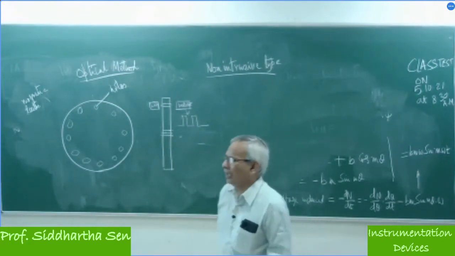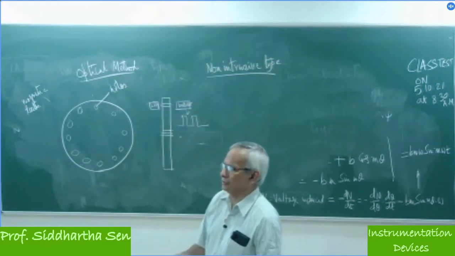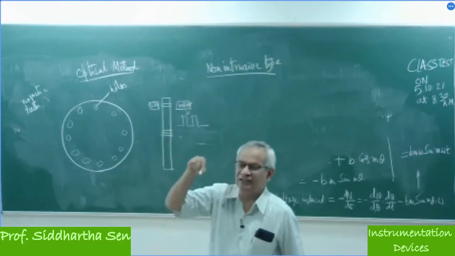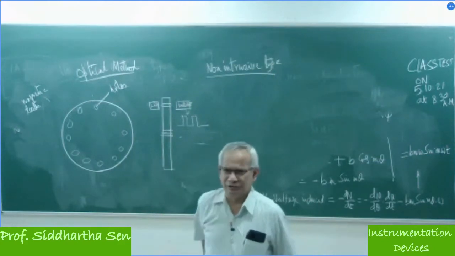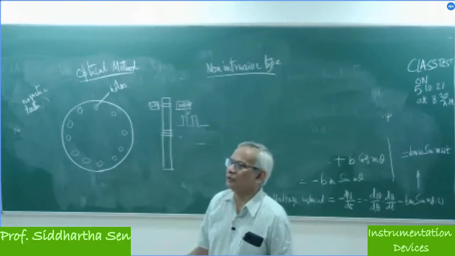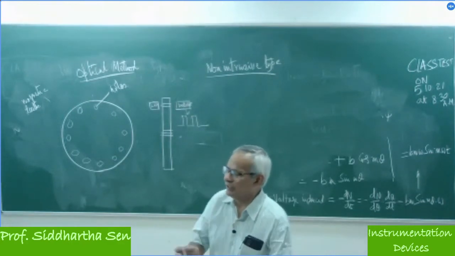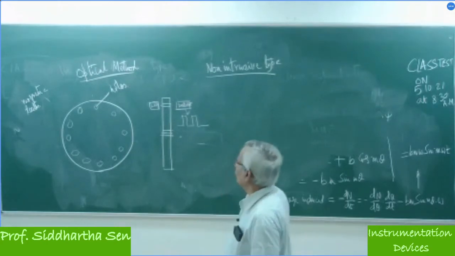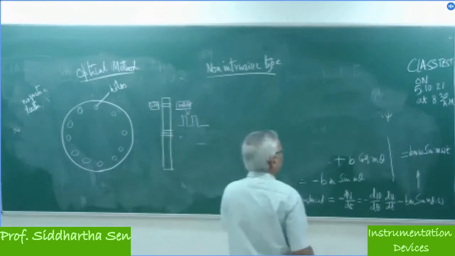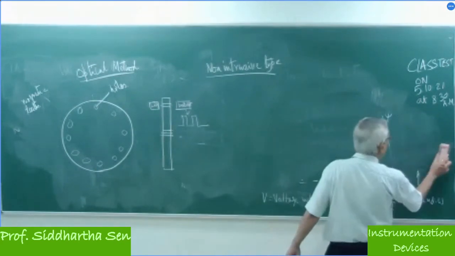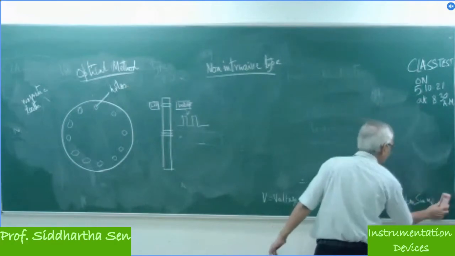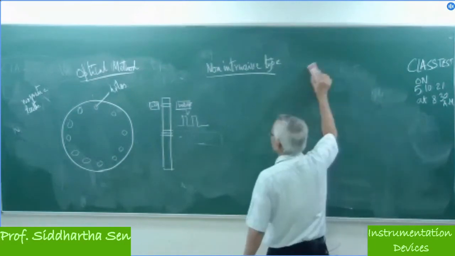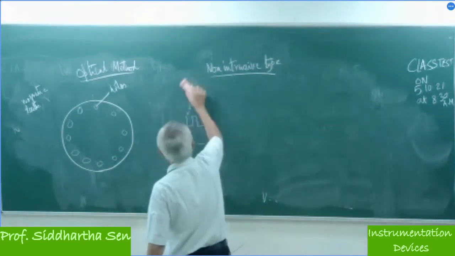Otherwise, if we want to measure, say, temperature using an RTD, you will have to insert the sensor inside the place where you want to measure. But in this case, there is no physical contact between the sensor and the physical place where you are trying to measure. So this non-intrusive, or sometimes they call it non-invasive type, is often preferred because in many cases we don't want the sensor to come in touch with the actual scenario.